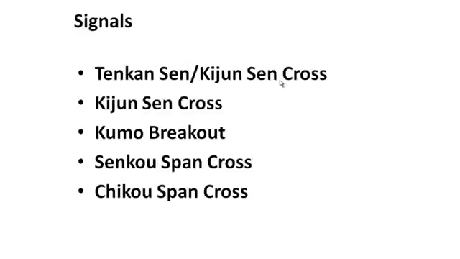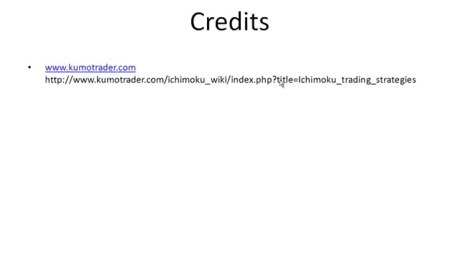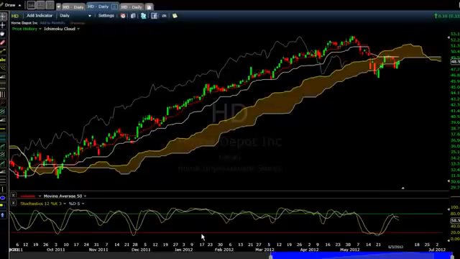The signals are the Tenkan-sen, Kijun-sen cross, I'll just say TK cross, which is where price actually passes through Kijun and closes above. The Kumo breakout, which is where price actually breaks above the Kumo and closes above same. The Senkou span cross, which is also called the Kumo twist, which signals a change of trend, and usually I use that for a confirmation signal. And the Chikou span cross, where Chikou actually crosses through price, and it's used for confirmation as well. Some credits: some of this information was taken from kumotrader.com, which gives you all the detailed information about signals and so forth.